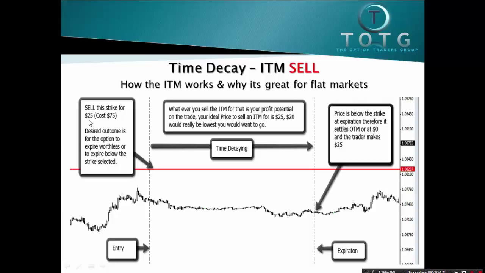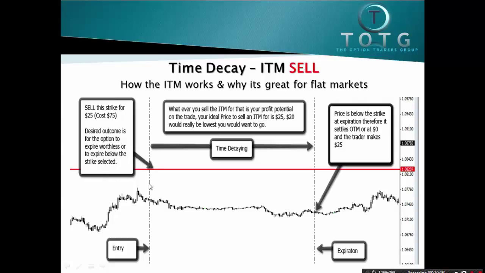Keep in mind, contracts on Nadex are worth $100. If you sell for $25, your cost is $75. See, 75 and 25 equals the 100. Desired outcome is for the option to expire worthless or to expire below the selected strike.